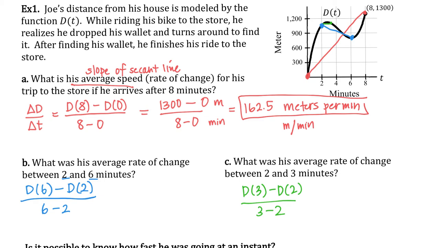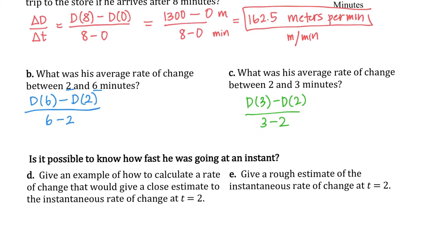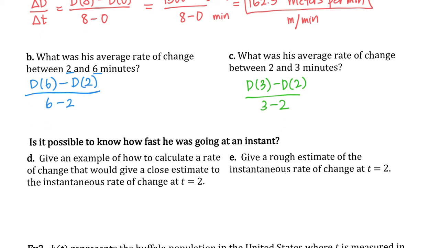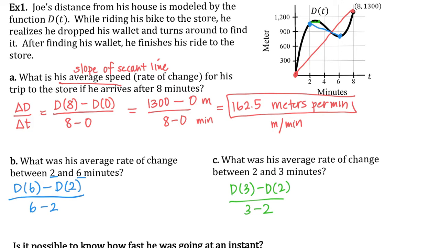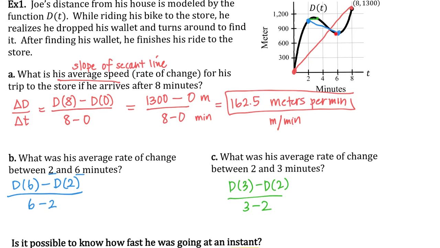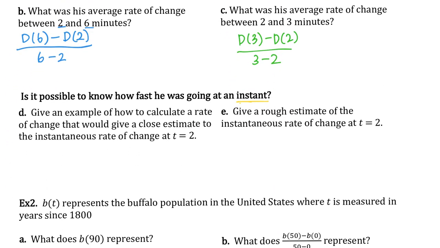Okay, now the question is, is it possible to know how fast he is going at an instant? If you look at the graph up here, each of these secant lines had very different slopes. So he's going different speeds at all kinds of different points. So they want to know, could you figure out what he was going at an instant? You can, and they call it the instantaneous rate of change. Let's write that down.